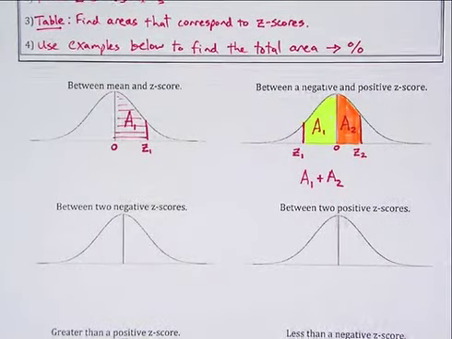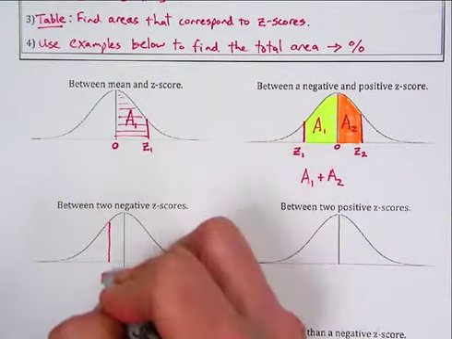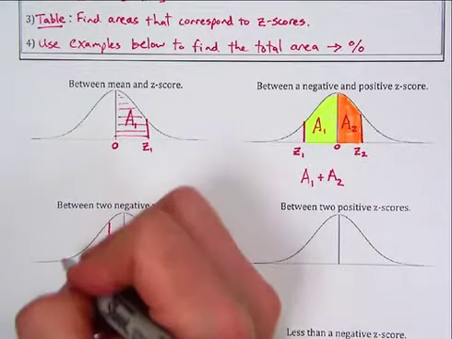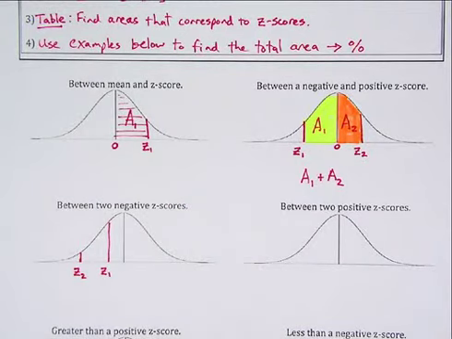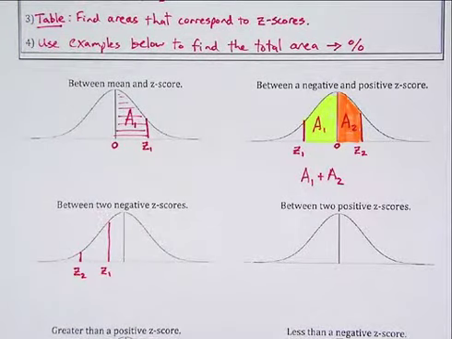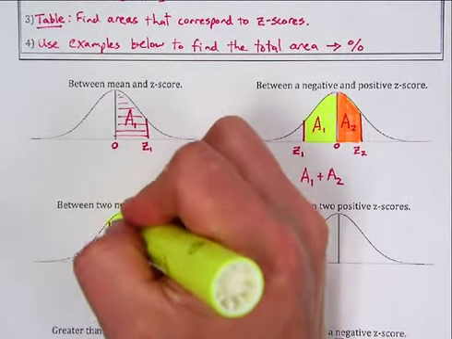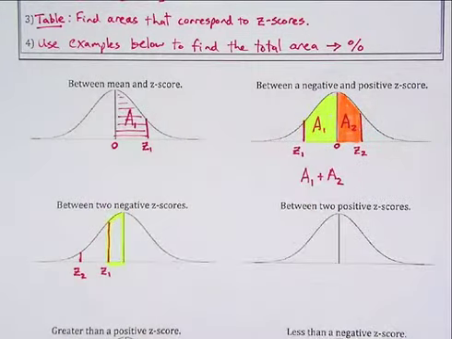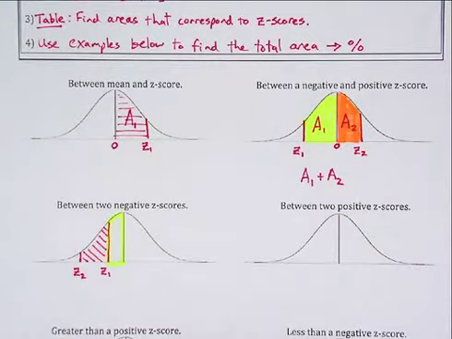Another example you might see is between two negative z-scores. So now we have a z-score here and another negative z-score here. Let's name them z sub 1 and z sub 2. So when you look for the areas, z sub 1 will actually give you an area from here to here. I'm not going to shade it in because we're not looking for that area. Notice we're looking for this area between the two z-scores.